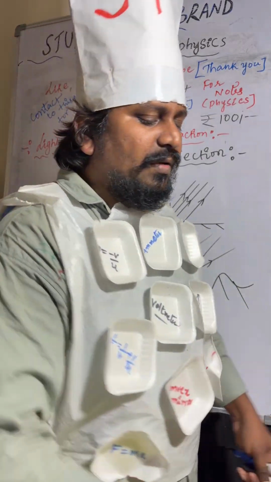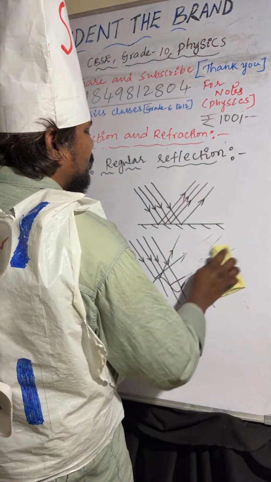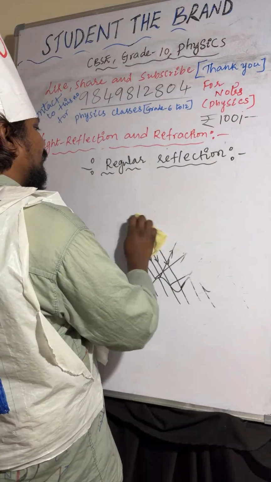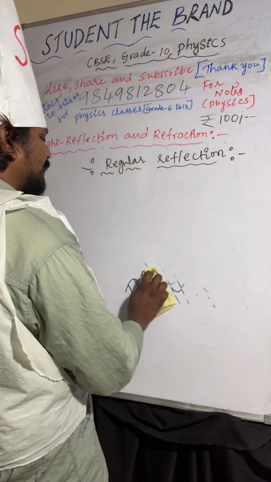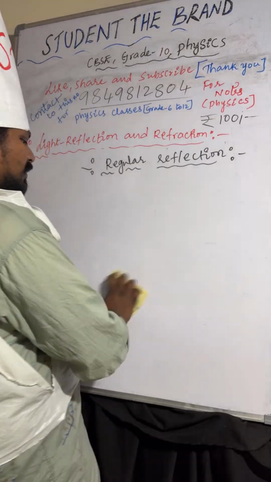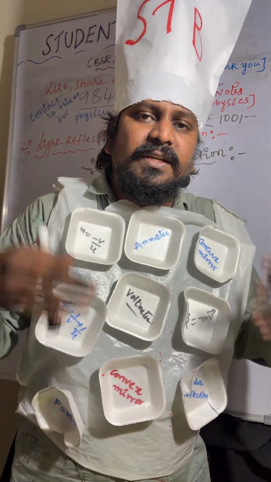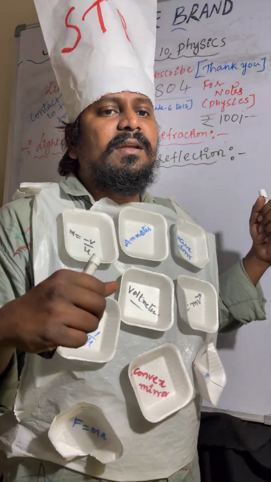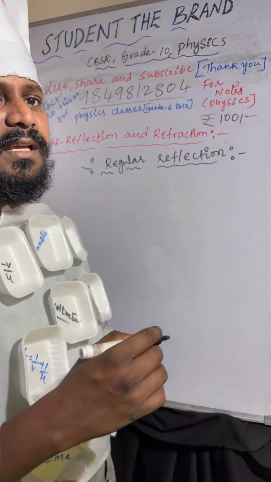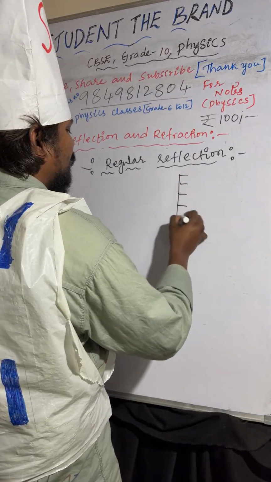Okay. So now we will discuss object and image. Let's start. I'm taking the plane mirror. One side is the reflecting surface, another side is coated with silver coating. Now you can see here, this is the plane mirror, right?